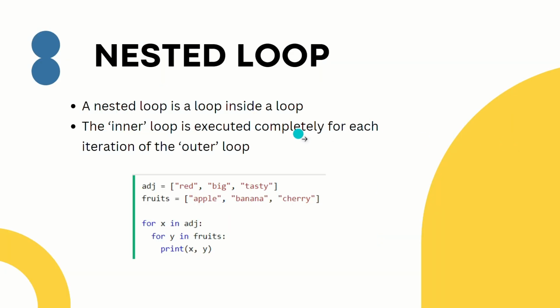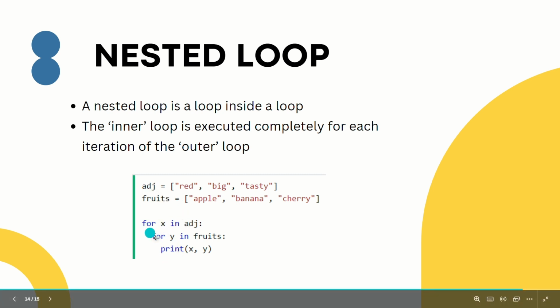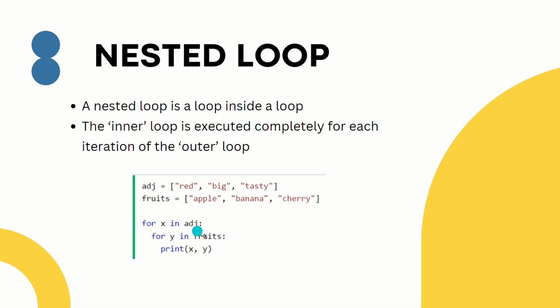Now nested loops. A nested loop is a loop inside a loop. The inner loop is executed completely for each iteration of the outer loop. This can be a bit tricky, or you might need a few examples to understand it, which we'll be seeing in the code. In this example, first you are going through the list adj. adj has red, big, and tasty, basically the adjectives.